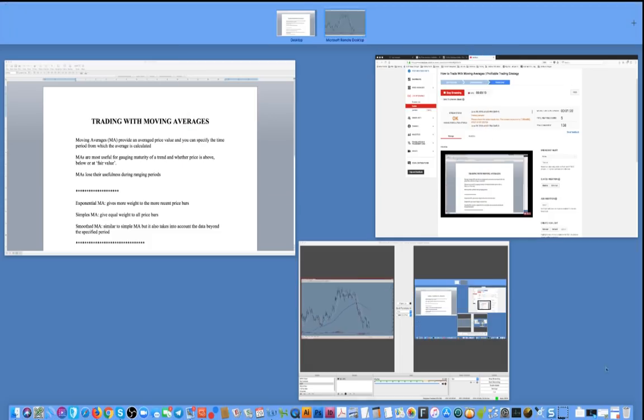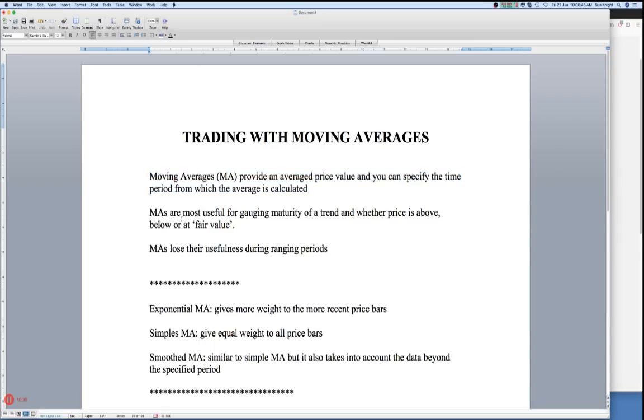Okay, so now hopefully that's followed everybody. So like I said, moving averages are most useful for gauging the maturity of a trend and whether price is above, below, or at fair value. Now, I want to talk a bit about this. Moving averages are most useful for gauging the maturity of the trend because that is the most important function of the moving averages. It can basically tell you whether a trend may be about to start, whether a trend is in its prime, or whether a trend is becoming sluggish.